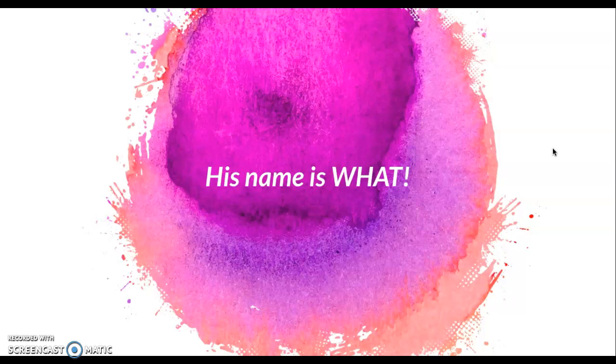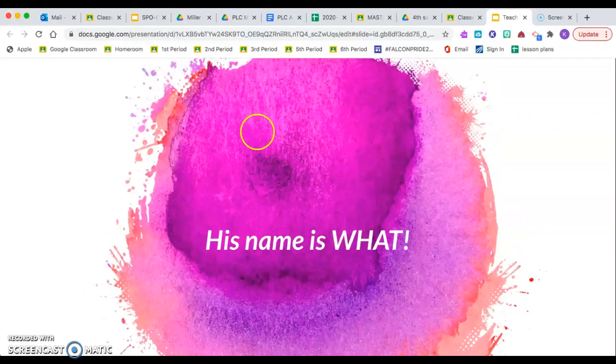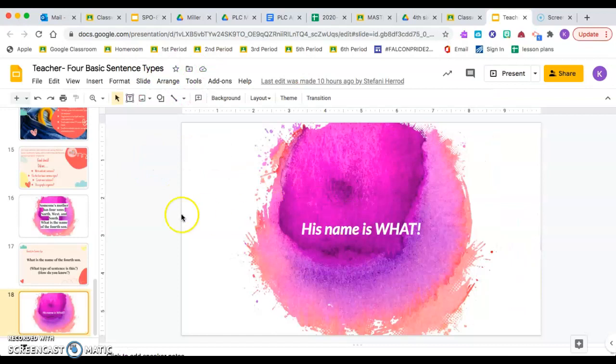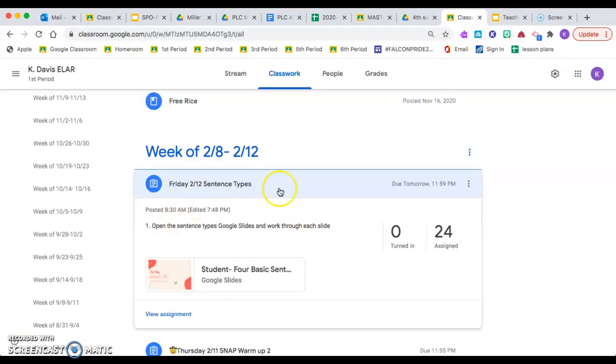Okay, so you are finished with the slides, and I hope that you finished all the way to, I think yours goes to slide 17 possibly, and you need to have filled in all of the slides. So if you have done that, I need you to go ahead and turn in your assignment, and once you have turned that in, you can work on Quill or any missing assignments, because I know that you have some.